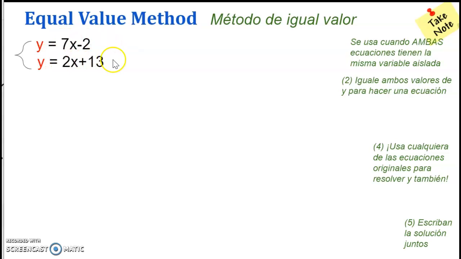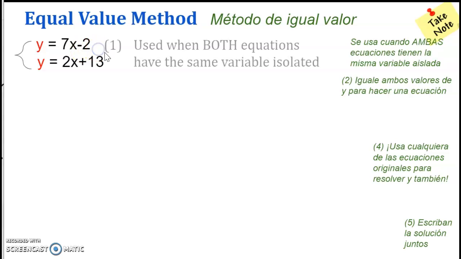So you're taking notes here. This is a new example than the one that you had before. So I would like you to take notes here. Equal value method is used when both equations have the same variable isolated. Here the variable y is isolated, that means it's all by itself. Y is equal to, and again, y is equal to. It's the same variable. If it was y is equal to and x is equal to, that would not work. But when it's y is equal to and y is equal to, that would work. Or x is equal to, x is equal to, that would also work.